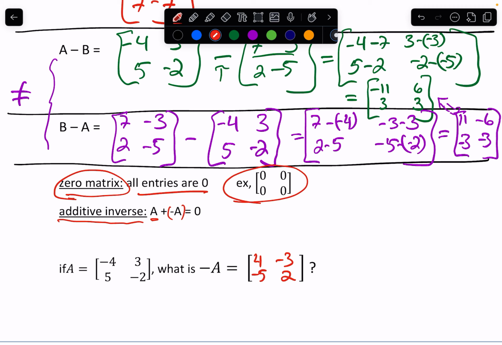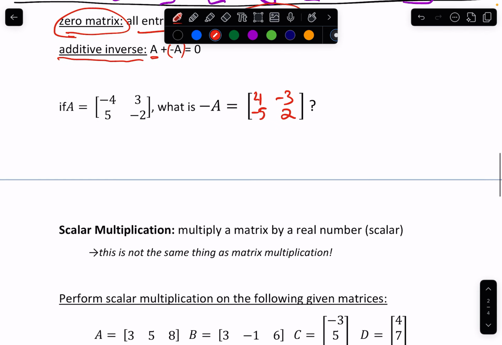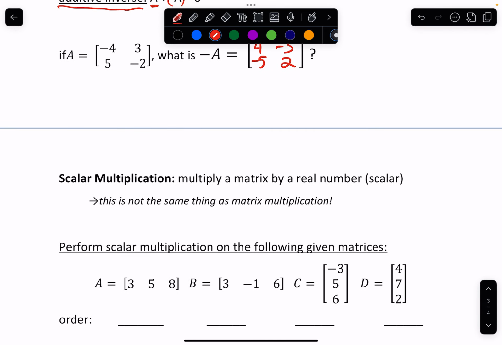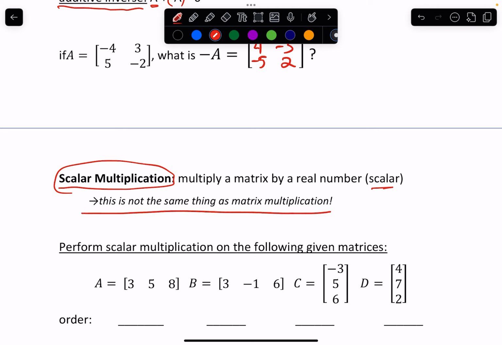Okay, next we're going to go ahead and look at scalar multiplication. What this means is that we are multiplying a matrix by a real number. That is the scalar. This is not the same thing as matrix multiplication. Note that. We are not going to do matrix multiplication in this course. But again, you have to make sure that it's not the same thing.